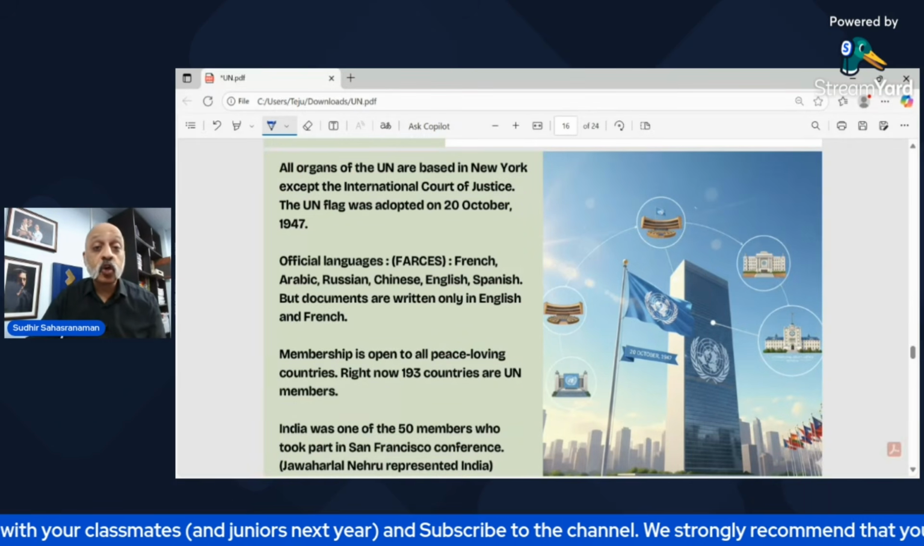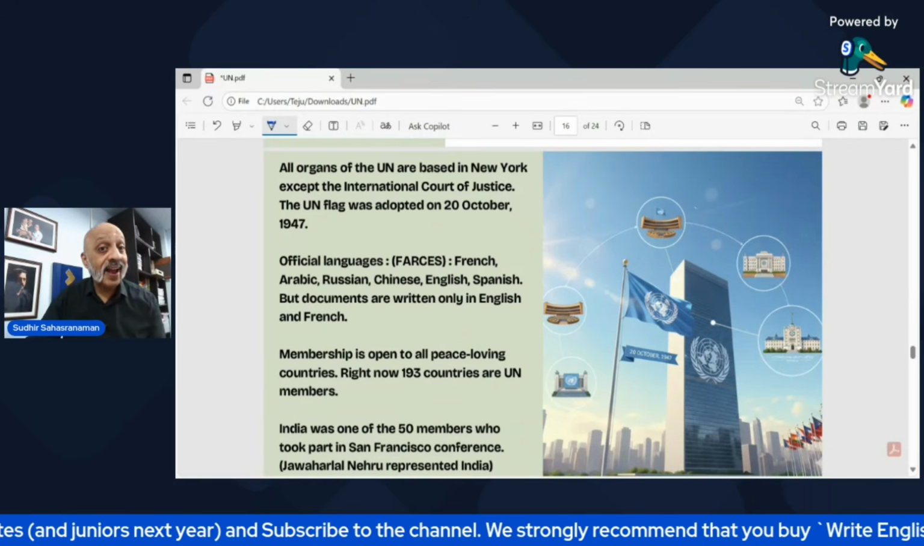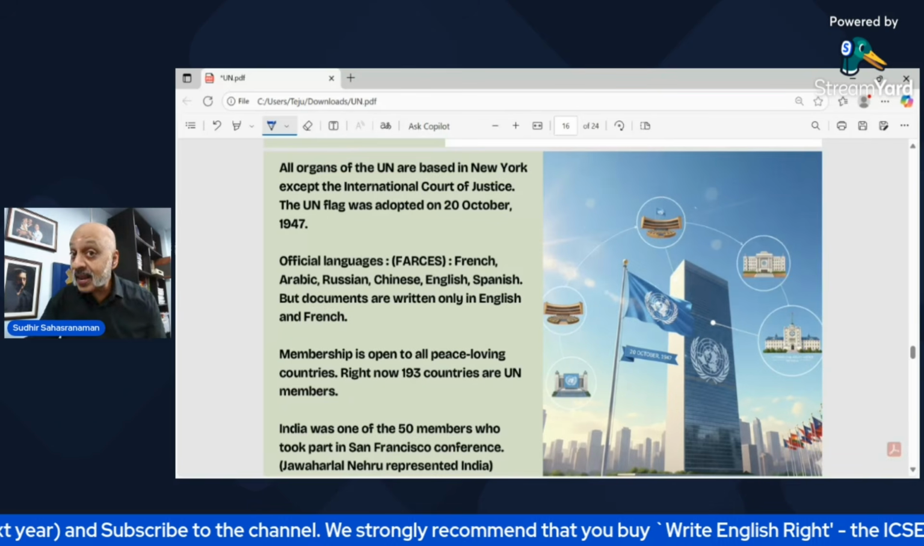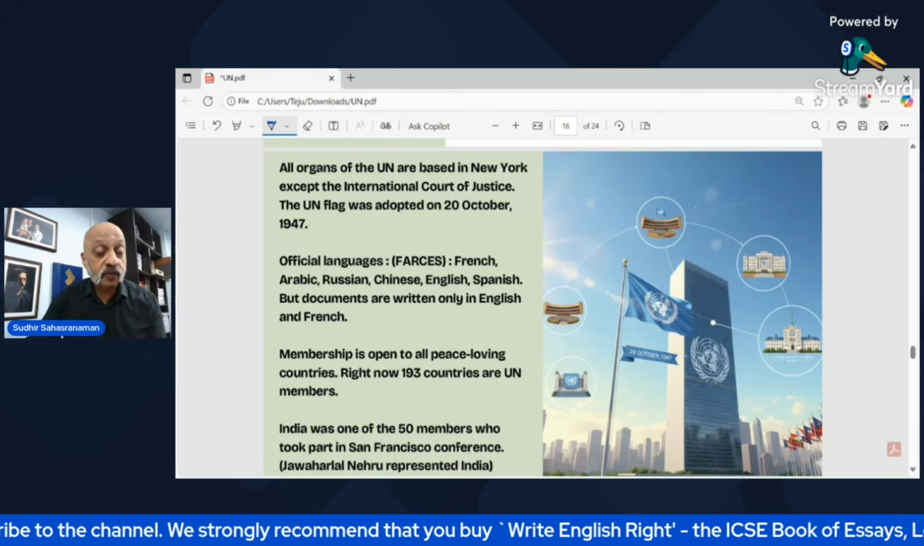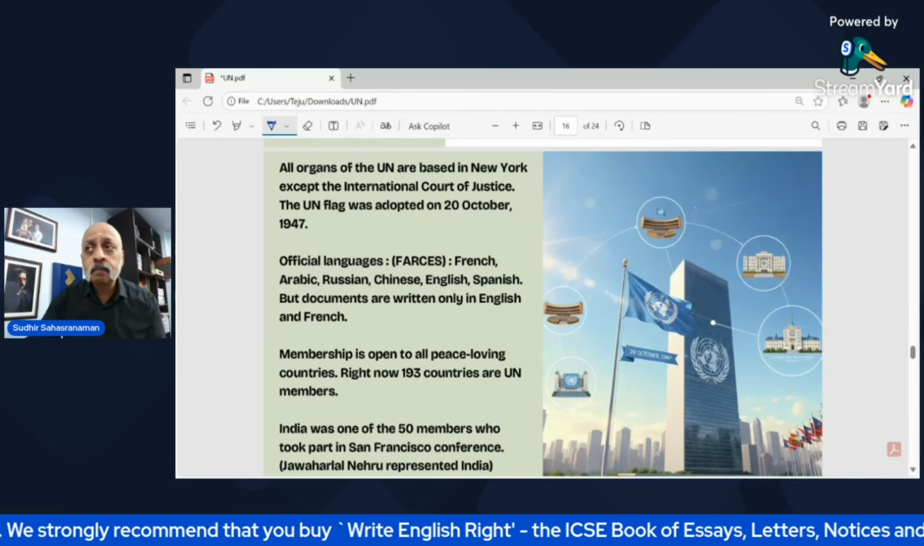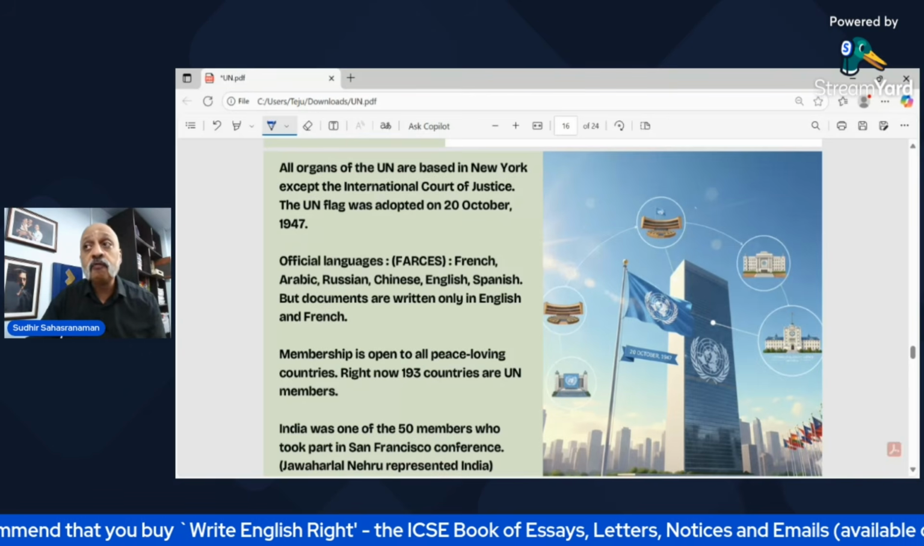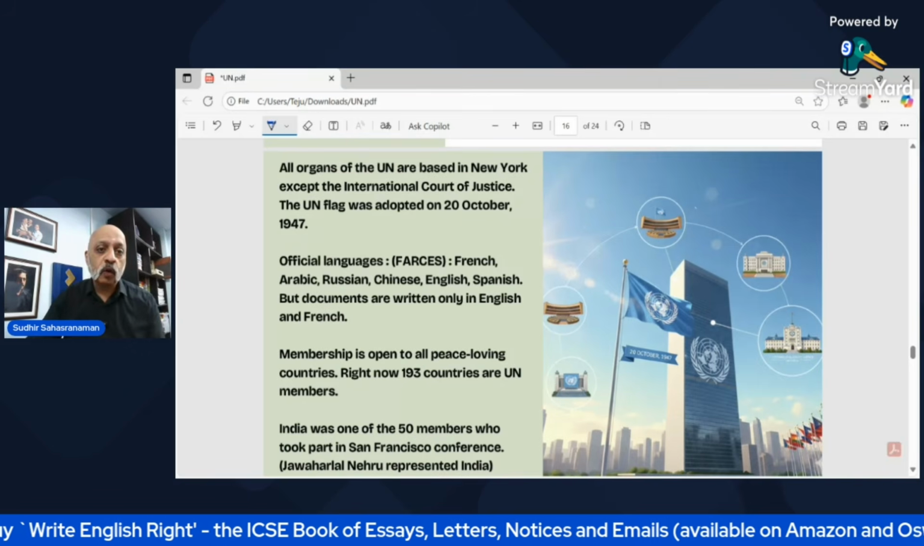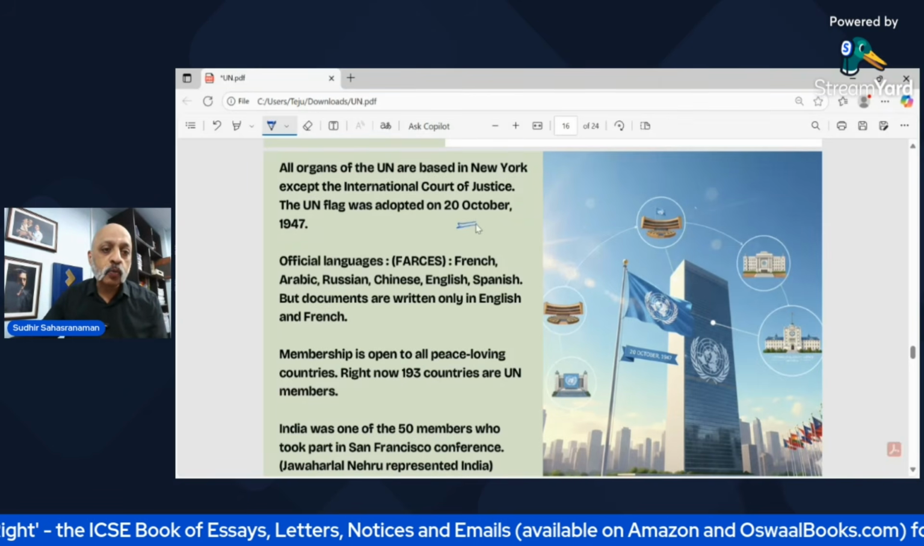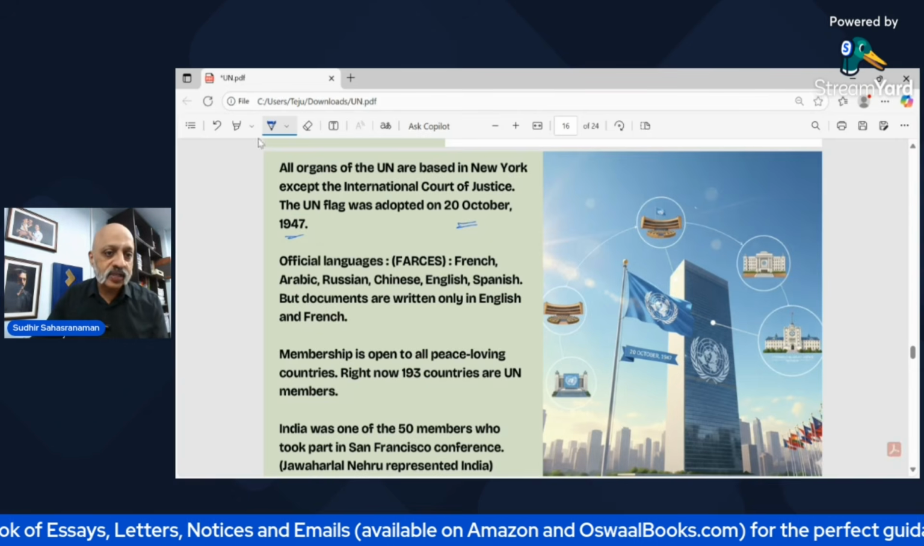The UN flag was adopted on the 20th of October 1947. So the UN Day is 24th of October 1945, or 24th of October every year. It was established in 1945, but the UN flag was adopted on the 20th of October 1947. That is almost 2 years later.